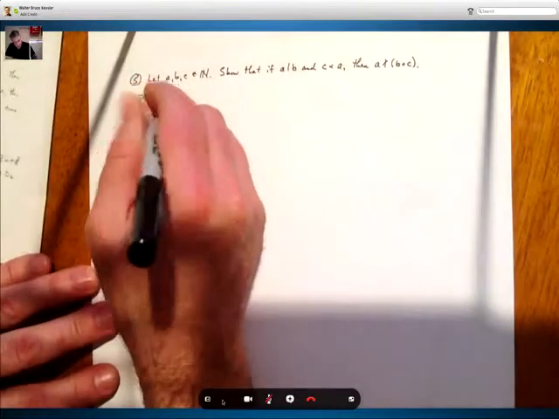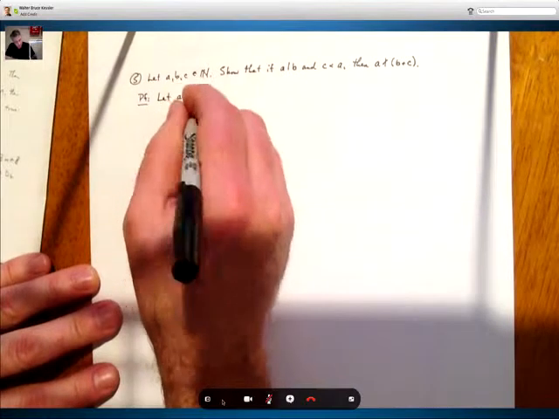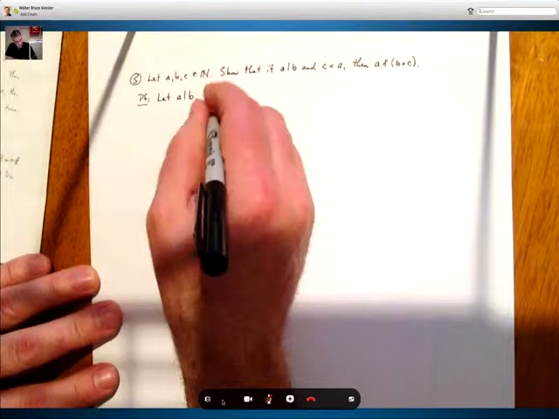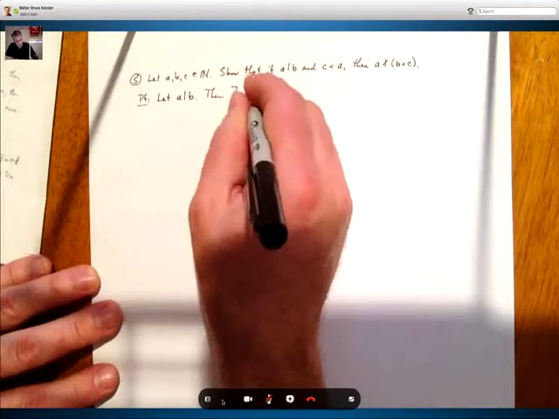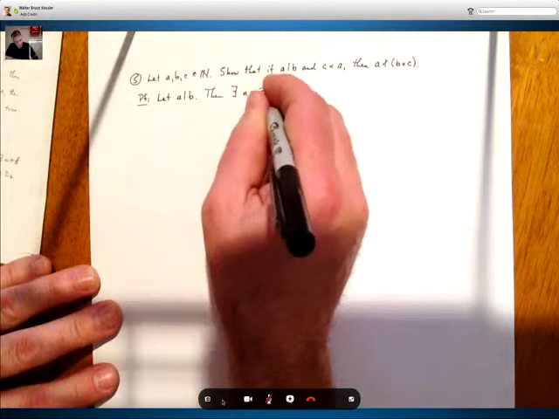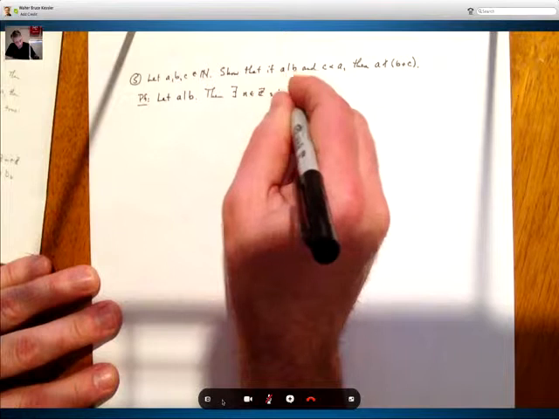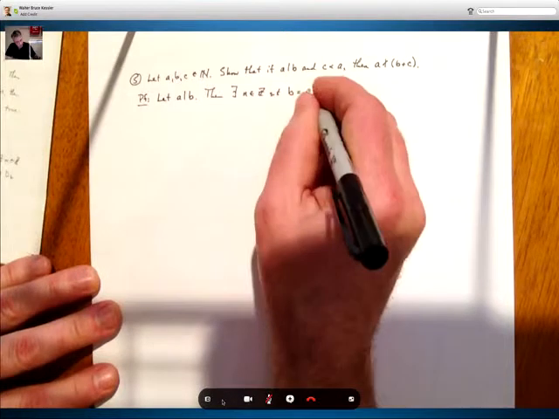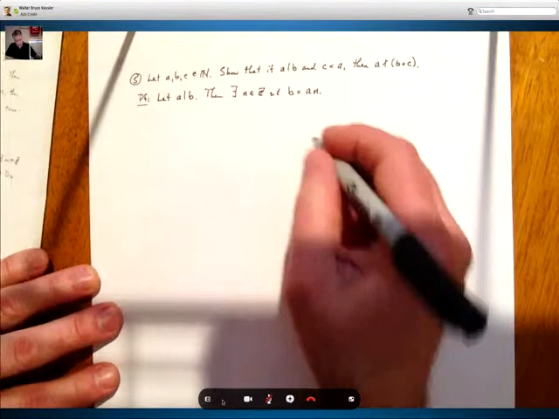So let's start off by letting a divide b. And what that means for us is then there's some integer n out there such that b is equal to a times n. Okay?